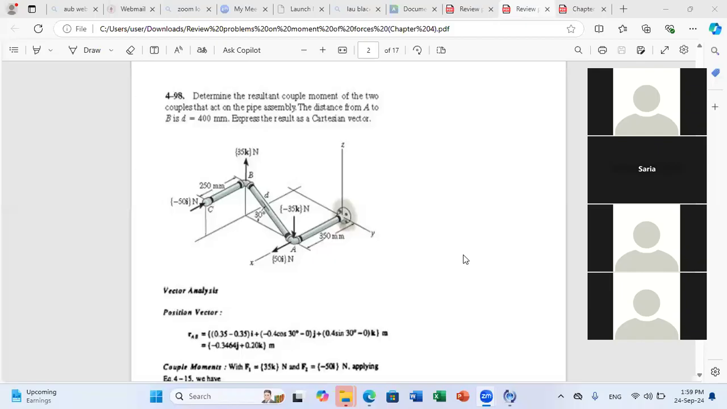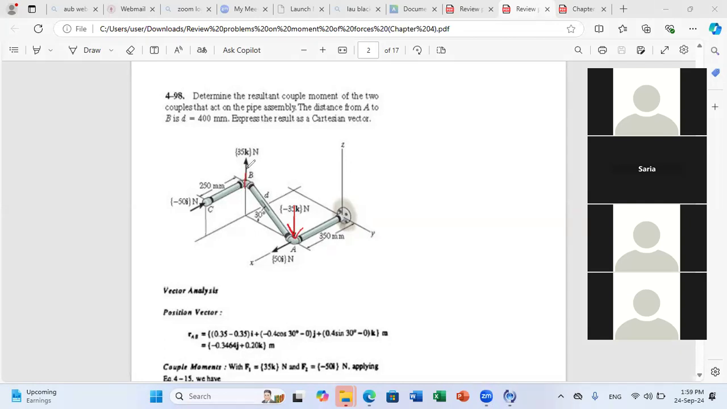I did not understand why they did F2 times RIB, shouldn't it be RBI? It is so that they go one after the other. Look. First, what is the question? Determine the resultant couple moment of the two couples acting on the pipe. We have two couples. The first one is this one.